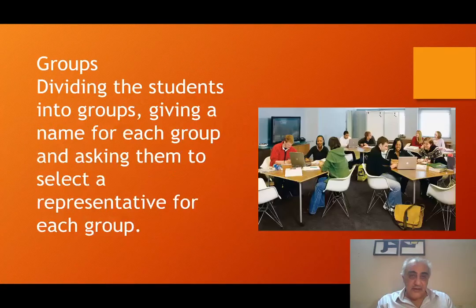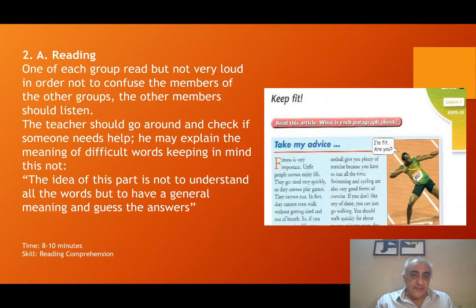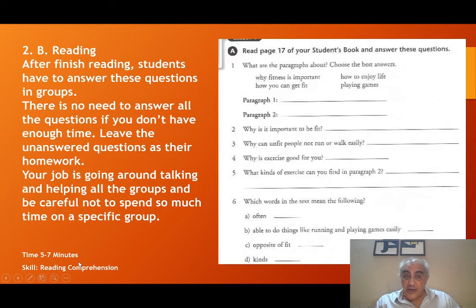So now the other members should listen. Okay, they have to read this text. All right. Of course, there are some words that might be difficult for them. Remember, this is reading comprehension. When I say reading comprehension, the idea is not to understand all the words of the text. Here, you are not teaching vocabulary. You are not teaching vocabulary.